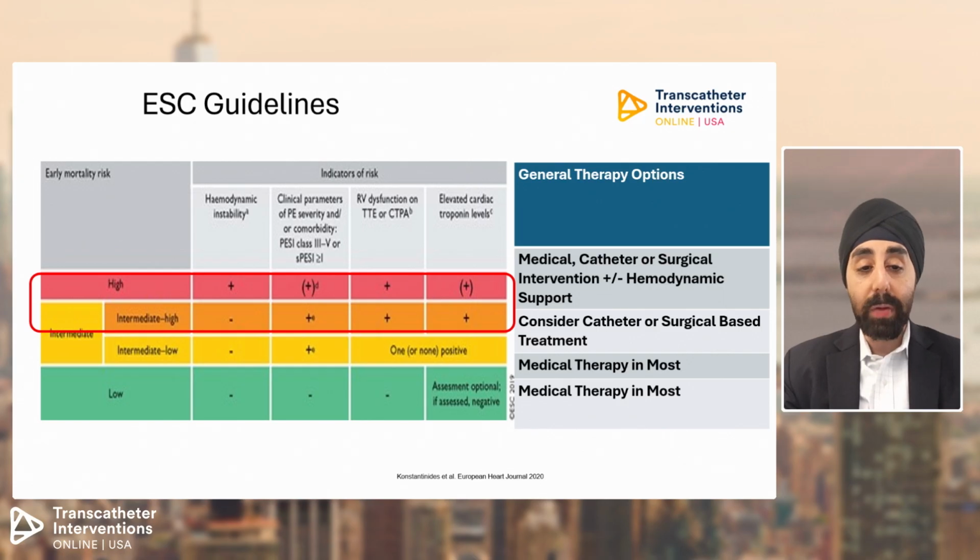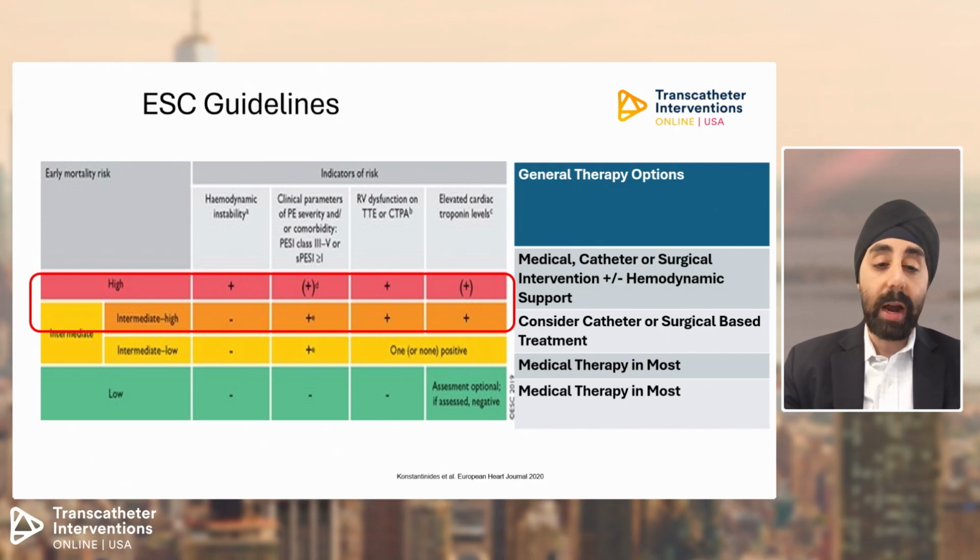And the ones right below that, which have evidence of RV strain on imaging, as well as elevated clinical parameters and troponin levels, were in that intermediate high risk group. And these are also probably the patients that really benefit best from catheter therapy. I know Dr. Greg is going to go into how this translates into some of the new guidelines, but this is the framework under which we're working.